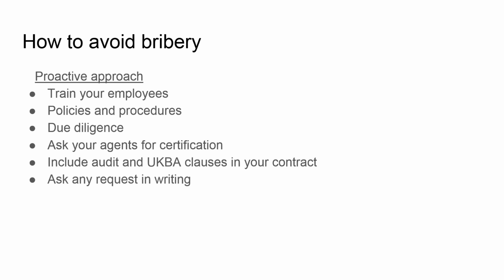And if we move to due diligence, it's quite easy. It's a low-hanging fruit from my perspective. You can reference check your agents, or alternatively use a structured due diligence process, enabling you to benchmark your agents or perform horizontal analysis going forward. And you can ask your agents to take an online training which provides certification as proof. And you may include audit and UK Bribery Act related clauses in your contract. And one other thing which I find pretty useful is when you are asked for a bribe, you may ask for any request in writing. So next slide, please.